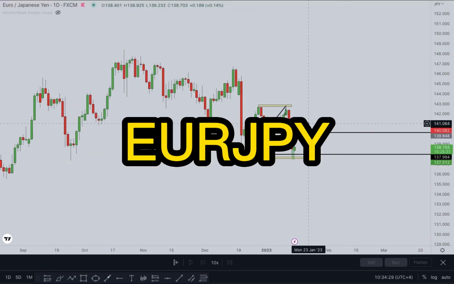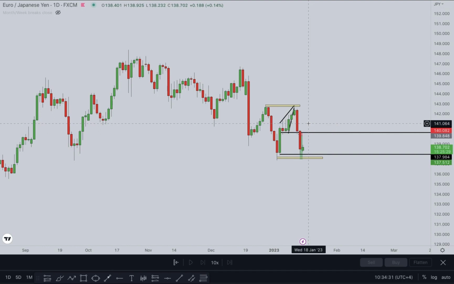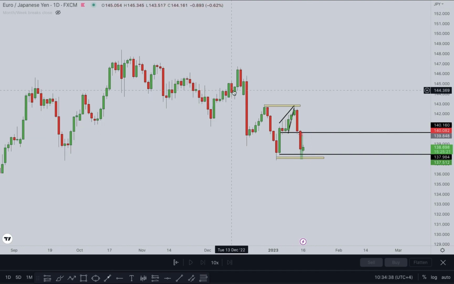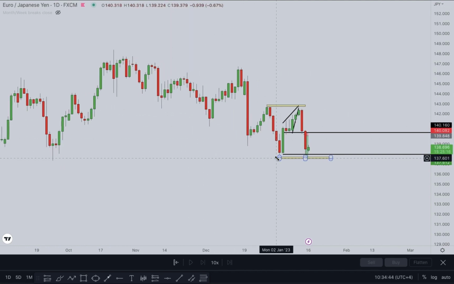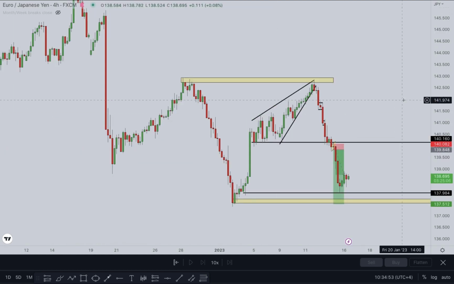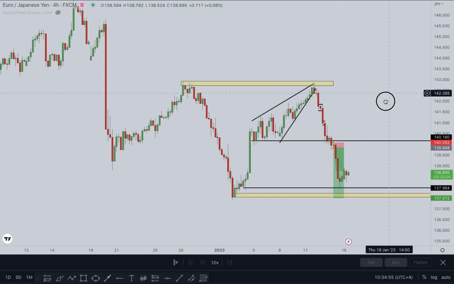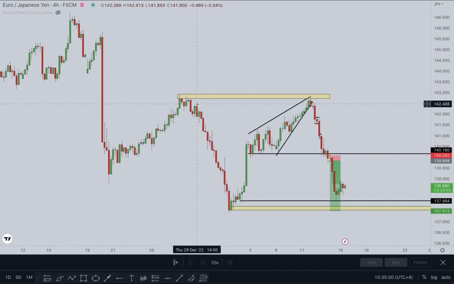This EURJPY on the daily time frame, we had an entry which was very similar to the USDJPY. So on this time frame, we have a downtrend, right? This is a lower low, lower high, lower low, lower high, lower low structure, right? So let me go down on the 4H time frame. On the 4H time frame, price was just pulling back. We had a lower low, this was a lower high, a lower low, and then price was just pulling back, right?